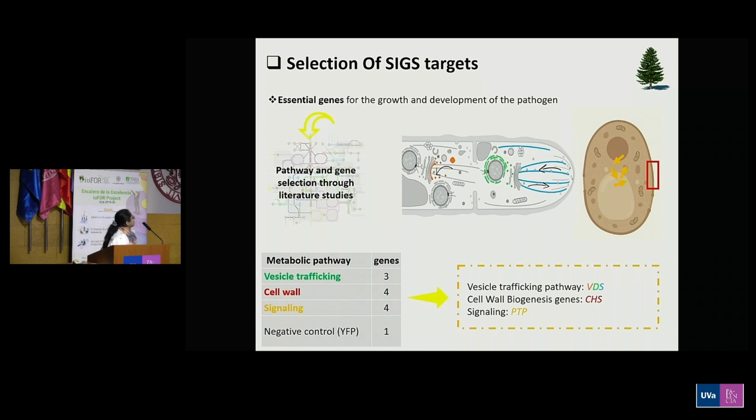The first one is vesicle trafficking, and for this pathway, we selected 3 genes. Why did we select 3 genes? For most of the pathways, we selected more than 3 genes, so we can silence more genes at a time and have more effect. For the cell wall, we selected almost 4 genes, and for signaling, we selected almost 4 genes. And for the negative control, we selected just 1 gene, which is basically an untargeted sequence. It isn't related to any gene, so we can compare the two.